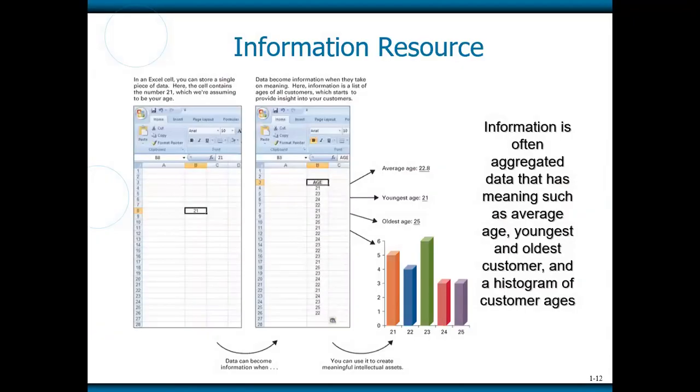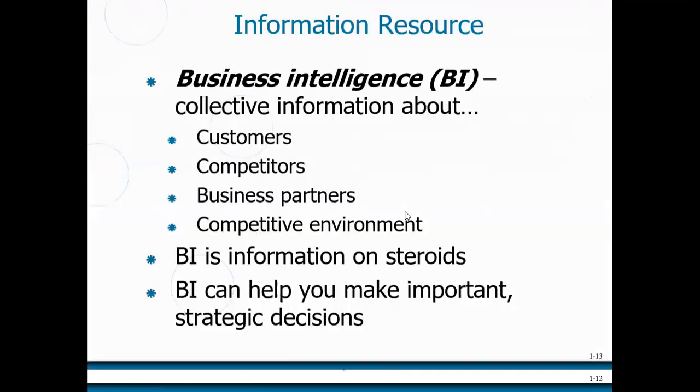Information is often aggregated data that has a meaning, such as the average age, the youngest and oldest customers, and histograms of the customers. If it stands alone, it's just data and doesn't make sense. But when you put it together and calculate an average age and see the youngest one and the oldest one, it becomes information.